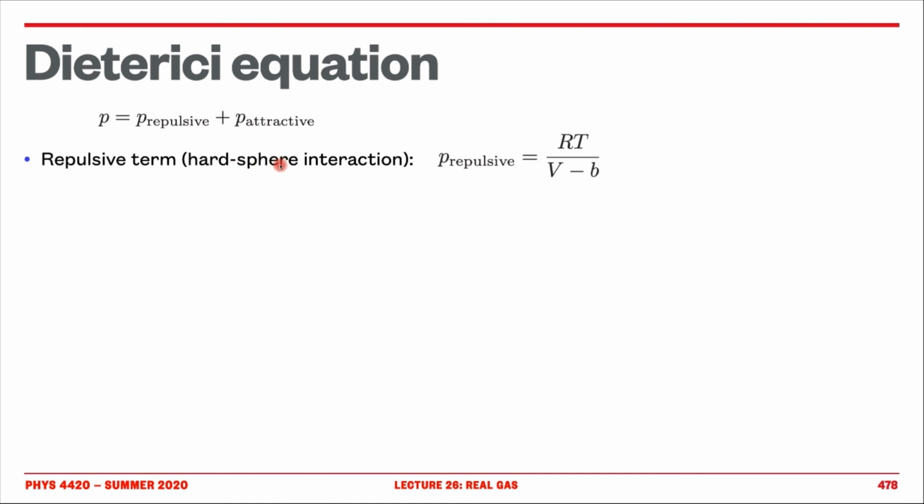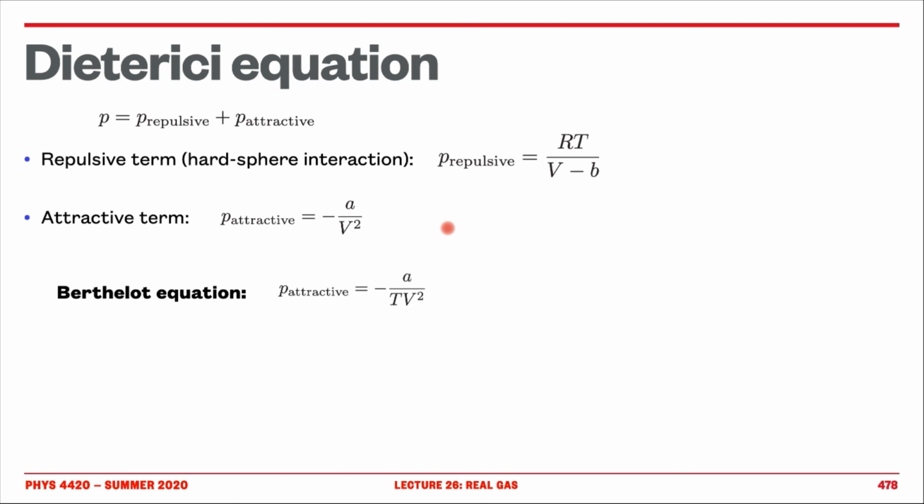So the repulsive term was a hard-sphere interaction, simply coming from the fact that we shift the volume. So in other words, we say that the molecules have a finite volume. And the attractive term was simply minus A over V squared. We explained this. And one of the limitations of this is that we use A as the effective interaction, an average interaction, and it did not depend at all on the size. A did not depend on the size. It turns out that a number of people have tried to improve this. For example, Berthelot has proposed to have an attractive term that actually depends on the temperature. So various people came up with improvements about the attractive interaction.